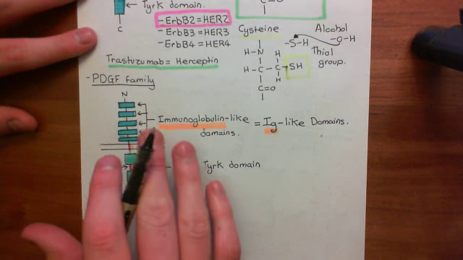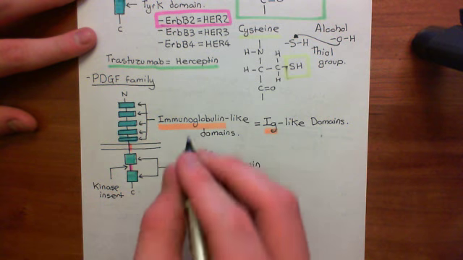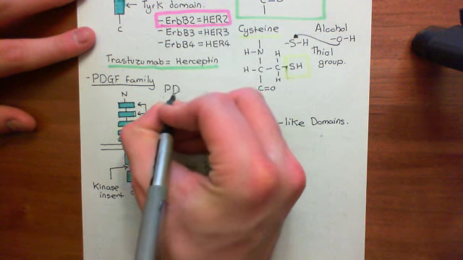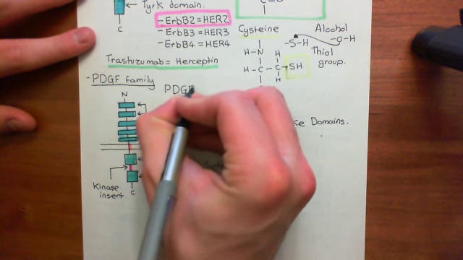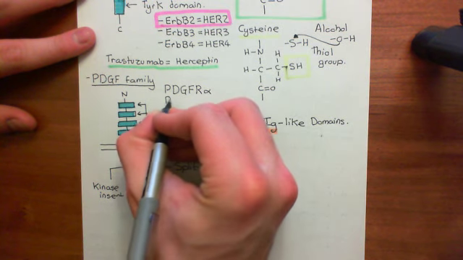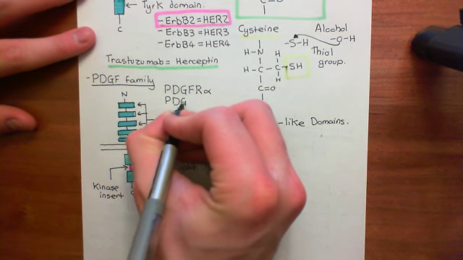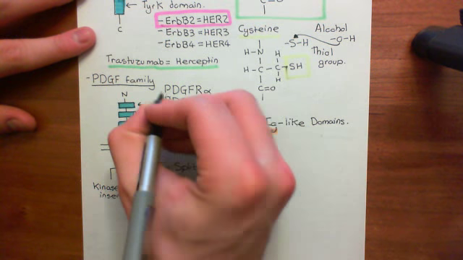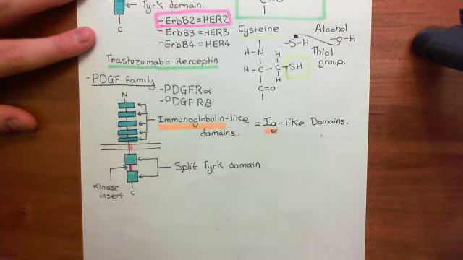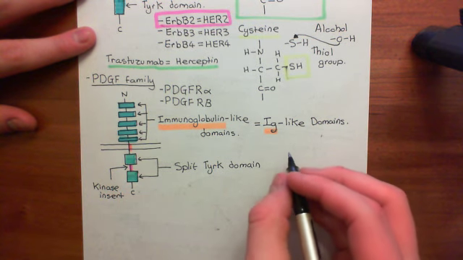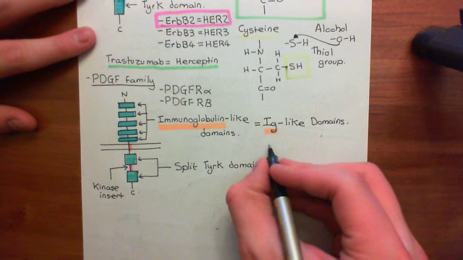Now, there are many members of this family, but I'm just going to name a few. I'm just going to name the obvious ones, which are the platelet-derived growth factor receptors. The two platelet-derived growth factor receptors, platelet-derived growth factor receptor alpha and platelet-derived growth factor receptor beta, are both receptor tyrosine kinases within this platelet-derived growth factor family of receptor tyrosine kinases.